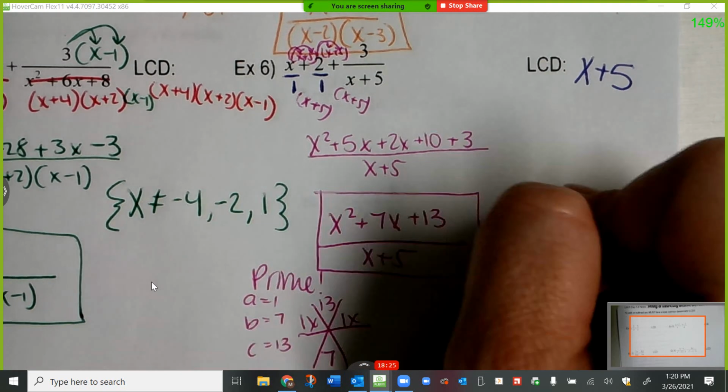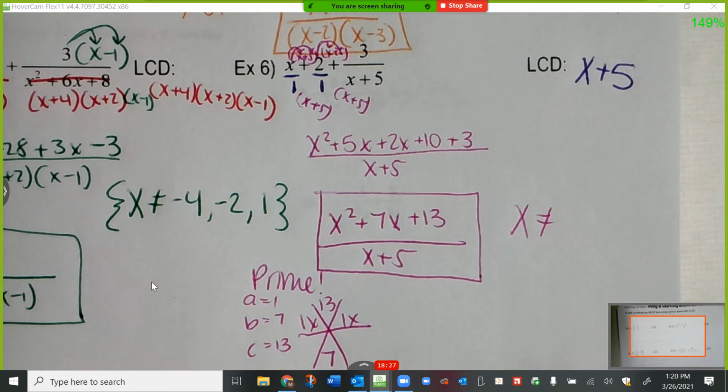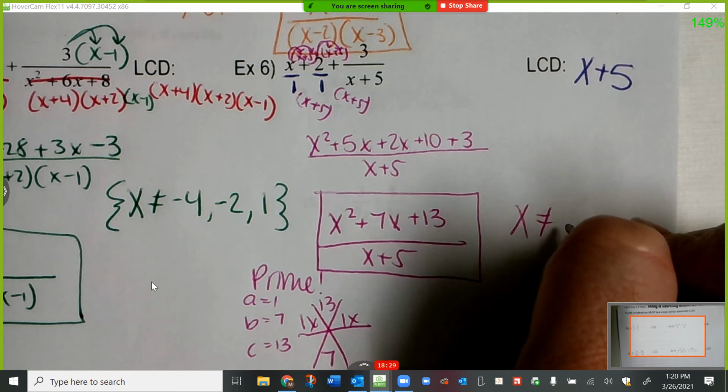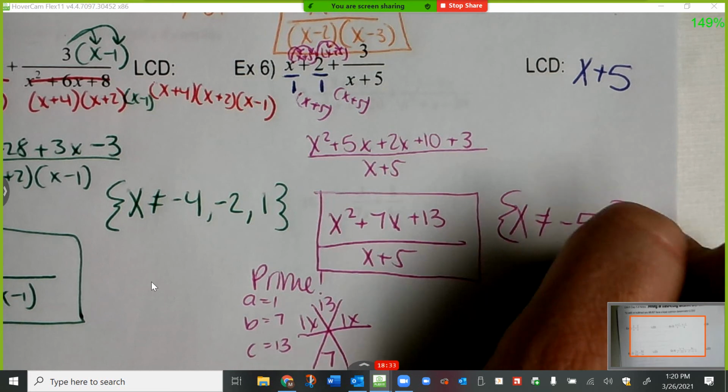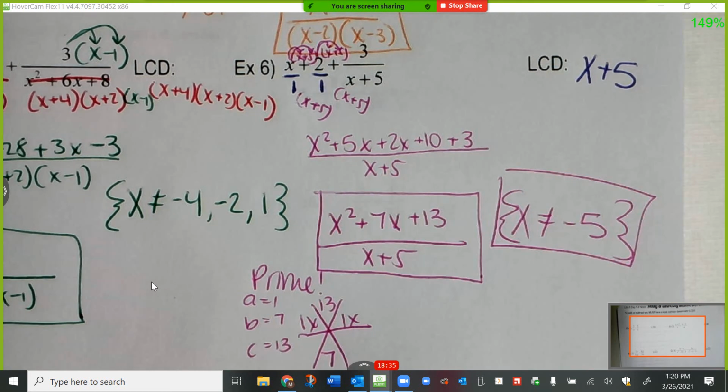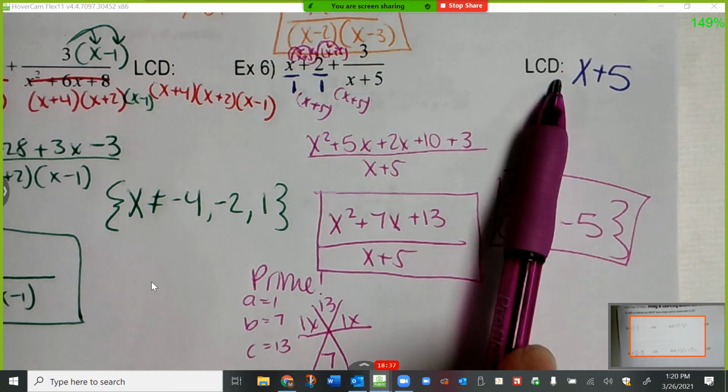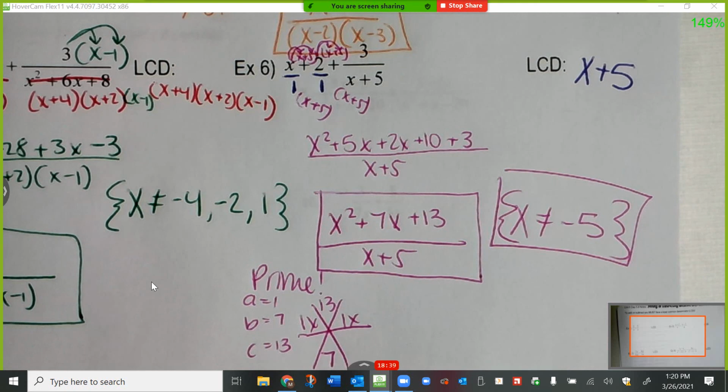And what can x not equal? It can be 0. It can't be negative 5. Because if I plug in a negative 5, what's negative 5 plus 5? 0. 0. Okay, so that is your notes.